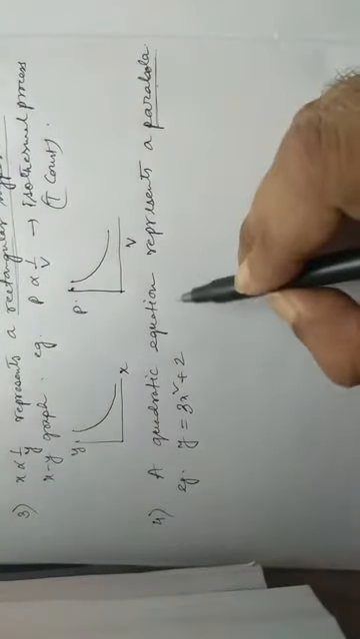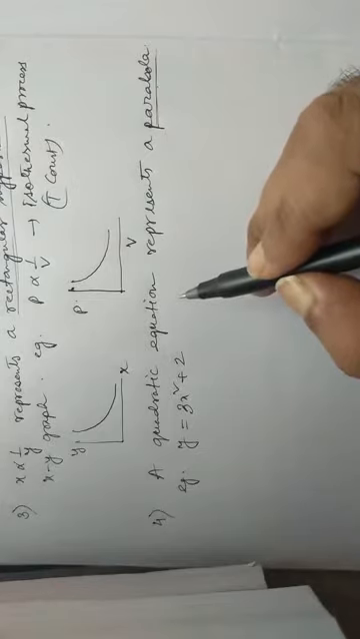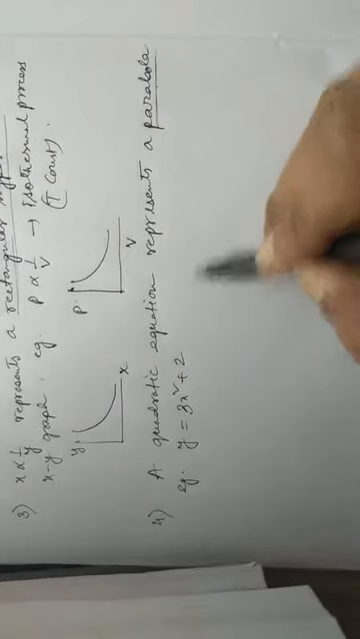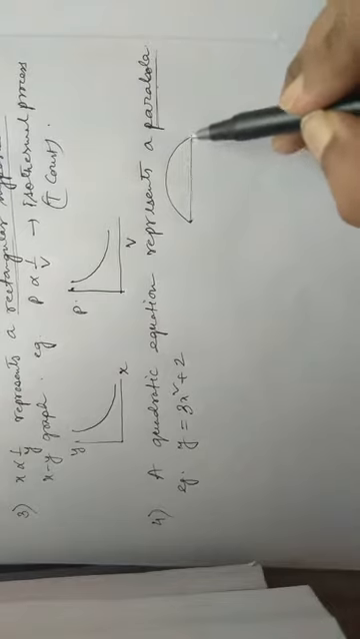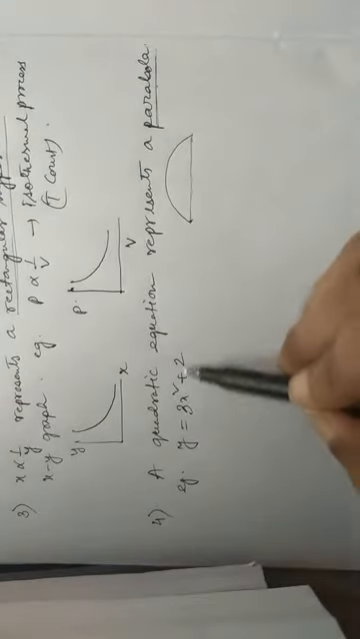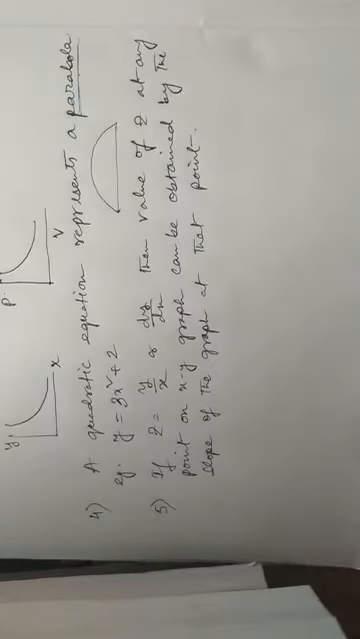When you come to learn about two-dimensional motion, or rather projectile motion, the shape of the projectile is like this. This is a parabola because the equation of the projectile motion represents this kind of a thing.